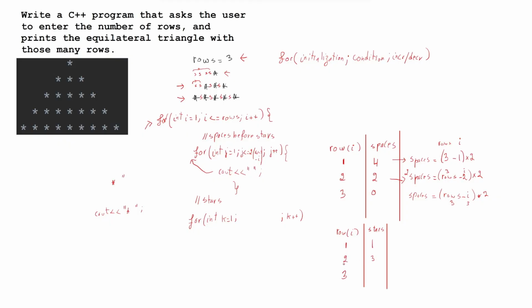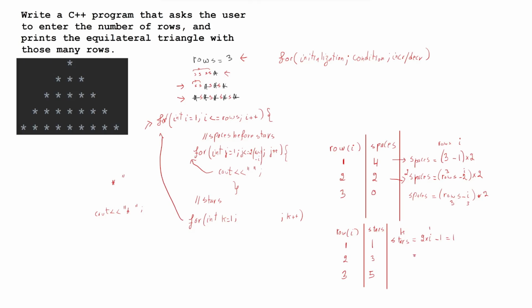In row number 3, we need 5 stars. So now let's find the relationship for stars as a function of I. Because this for loop is inside this for loop. In the first row, we have 1 star. So we can write stars, which is denoted by k, is equal to 1. So we can write it as, if we do 2 times I, which is 1 in this row, minus 1, this will give us 1.